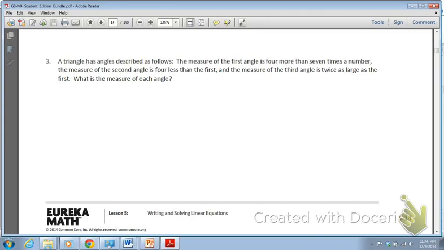Okay, example 3. A triangle has angles described as follows. The measure of the first angle is 4 more than 7 times a number. The measure of the second angle is 4 less than the first. And the measure of the third angle is twice as large as the first. What is the measure of each angle? So we're going to let our variable x be the number.